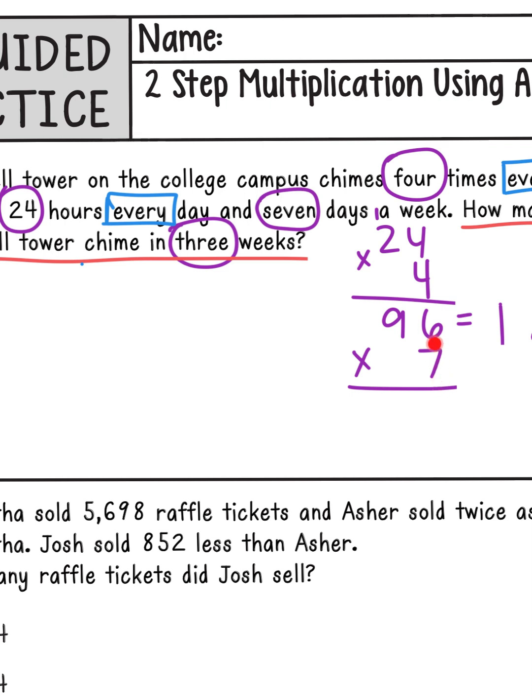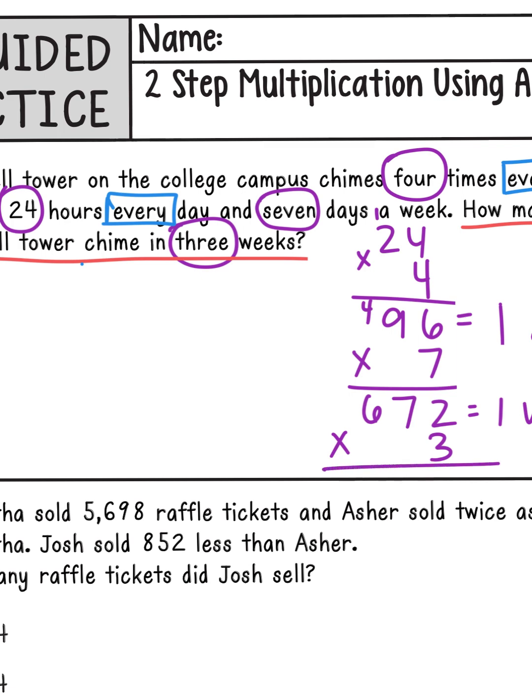So 7 times 6, 42. And then this is 63 plus 4 is 67. And then it says how many times does the bell tower chime in 3 weeks? So 672 is just 1 week. So what do I do next, Chase? Oh, I just have the answer. But what do I do next? 672 times 3.